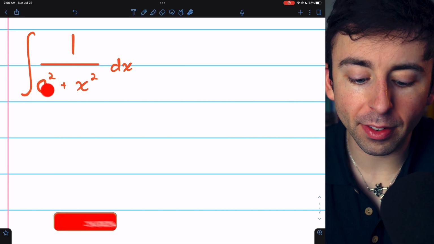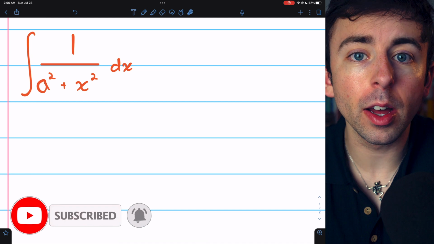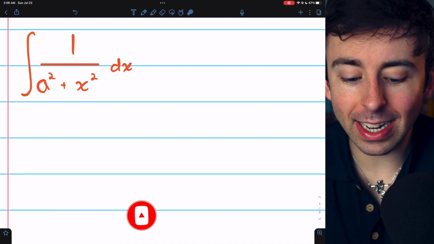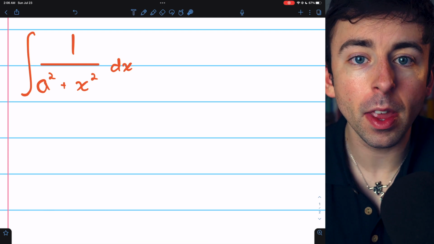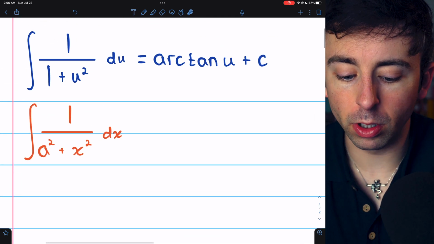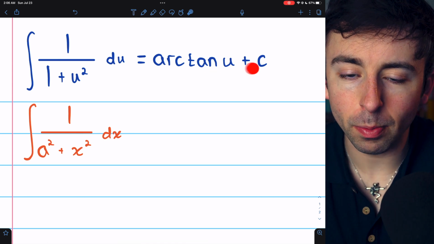1 over a squared plus x squared looks a lot like the derivative of arctan of x, and indeed, the integral of this thing is going to give us an arctangent. As you may recall, the integral of 1 over 1 plus u squared is arctan of u plus c.